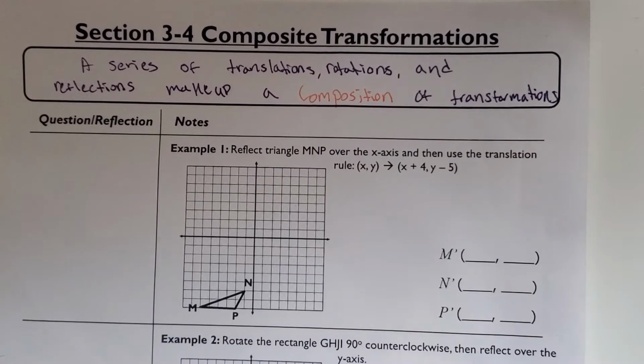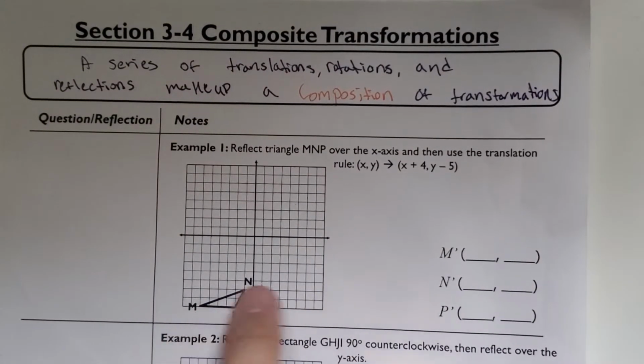So you can see in example 1, it says we're going to reflect the triangle over the x-axis and then translate it. Because we're doing all three of those things, it's considered a composition. So we're going to have to apply all three of those rules to see what happens. So step 1 is going to be me figuring out what my initial points are here. So I have m, n, and p.